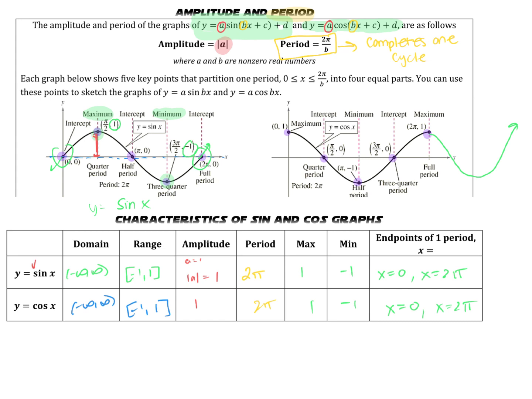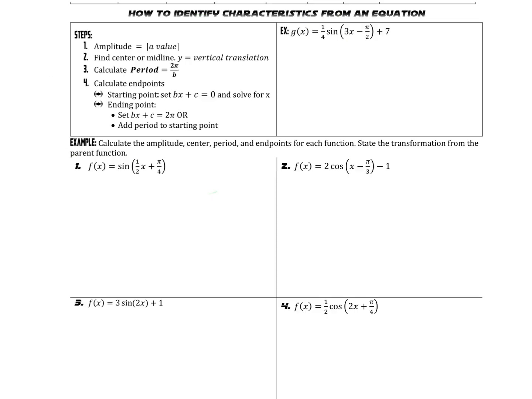Now let's look at identifying these key characteristics from any equation, whether there's transformations, whether there's stretches or shrinks, being able to identify it given a function. Okay, so let's talk about the amplitude first. Remember, to find the amplitude, you just have to take the absolute value of the a value. So in this case, for our example over here, the amplitude is going to be 1/4, because the absolute value of 1/4 is 1/4.